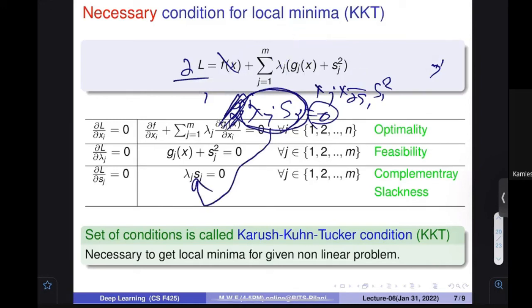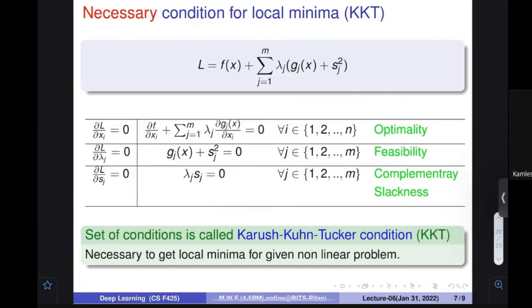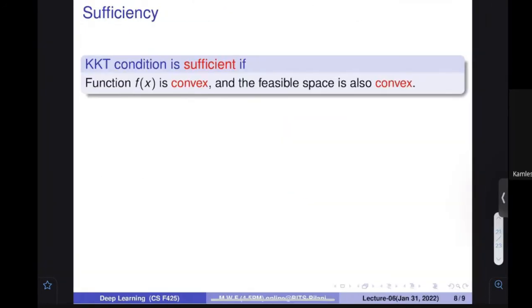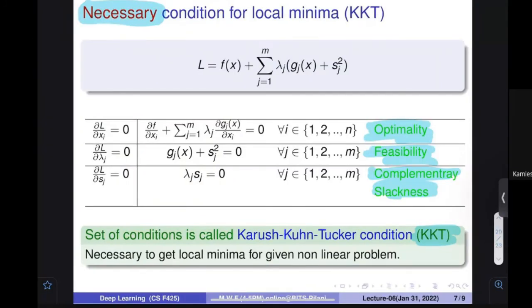These three conditions have a name also. The first condition is called the optimality condition, the second one is called the feasibility condition, and the third one is called the complementary slackness. Together these three conditions are also called the Karush-Kuhn-Tucker conditions, and in short they are called KKT conditions. This condition is necessary if you want to find any minima for the set of equations. This KKT condition actually is a necessary condition, meaning that it should be there if you want to find the optimal solution.